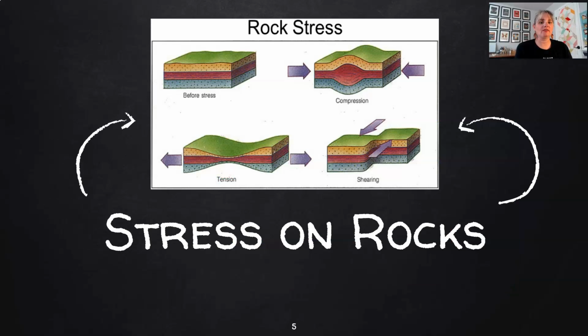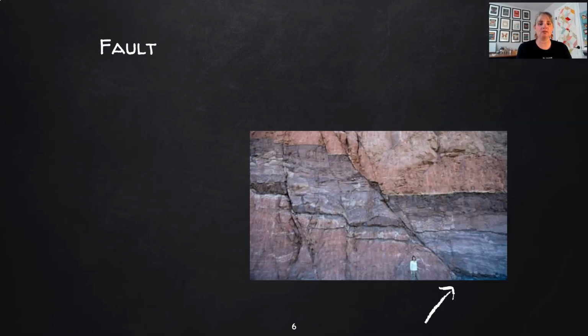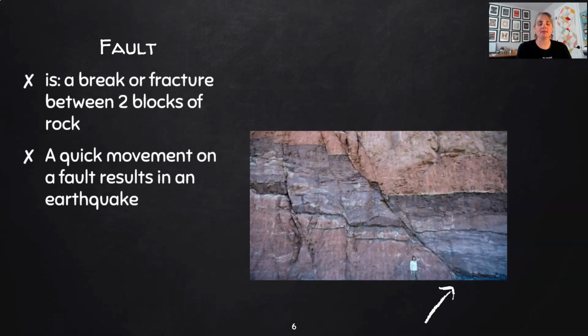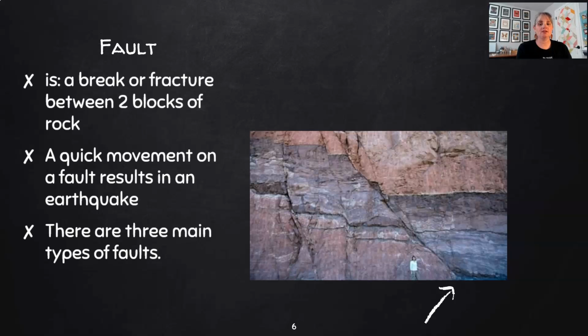All right, so there are different types of stress on rock, something that would force the rock to move. First we want to talk about what a fault is. A fault is a break or fracture between two blocks of rock, and a quick movement can result in an earthquake. There are three main types of faults. You can see in this photograph, this line right here is a fault. So a big crack, and if these two blocks of rock suddenly moved, we would have an earthquake, and there are different types of faults or cracks.